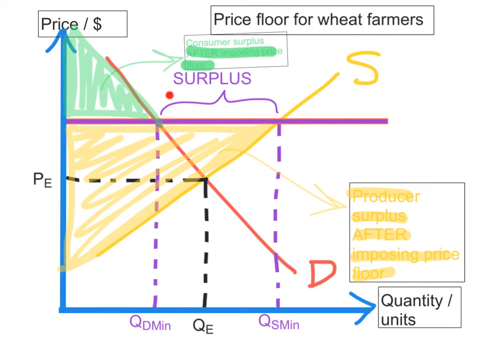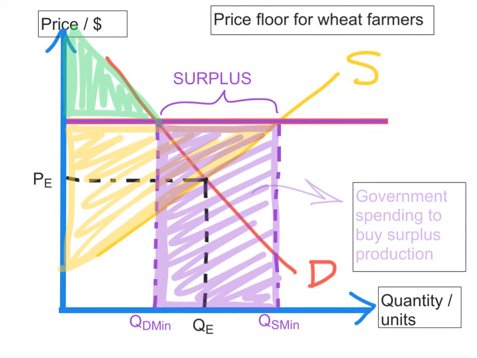There's a situation of a surplus because the farmers now are being paid an artificially high price for their product. So there's more wheat being farmed than what there actually is demand. So what happens with this surplus?